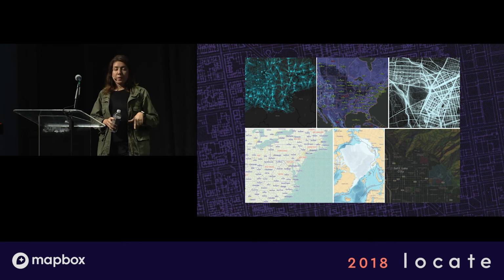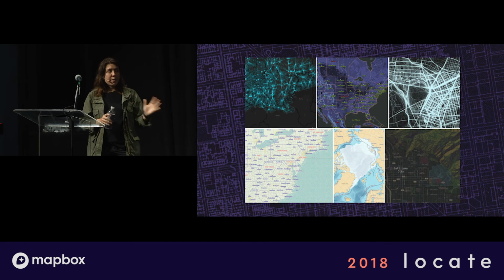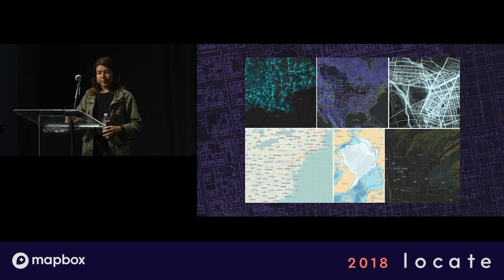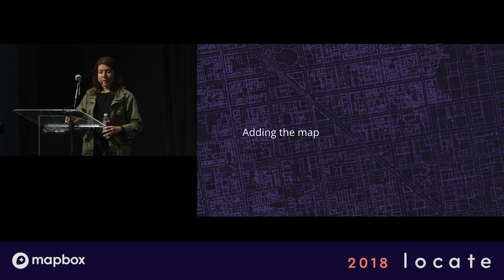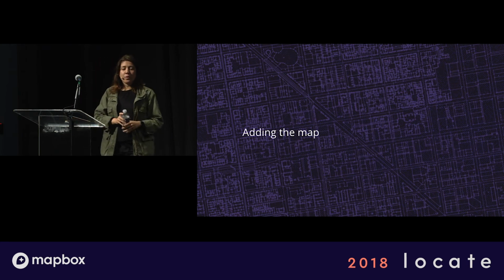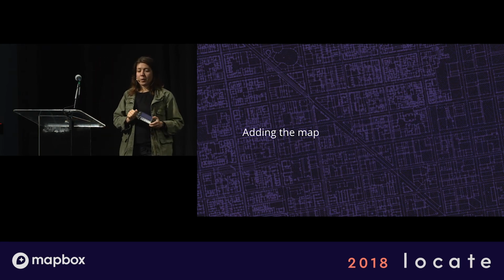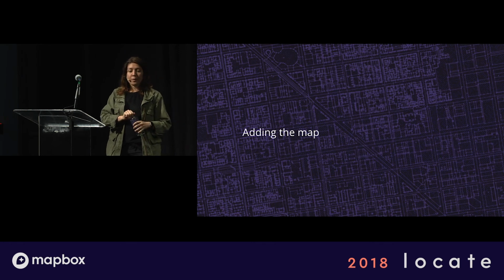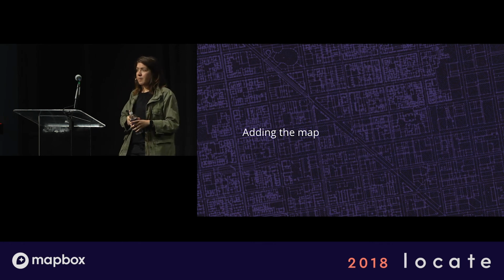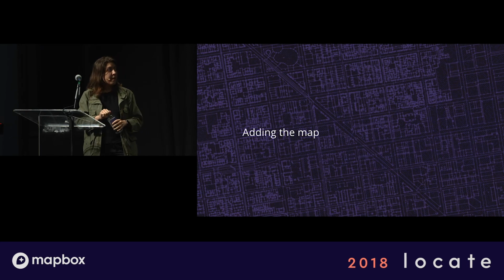Jumping back to Phil's journey, now that he's got the style created in Studio, it's time to add the map to their website. And to do this, we introduced Mapbox GL JS, which is our most popular JavaScript library built to render performant vector maps on the web. You've probably heard it thrown around in a couple of talks already.